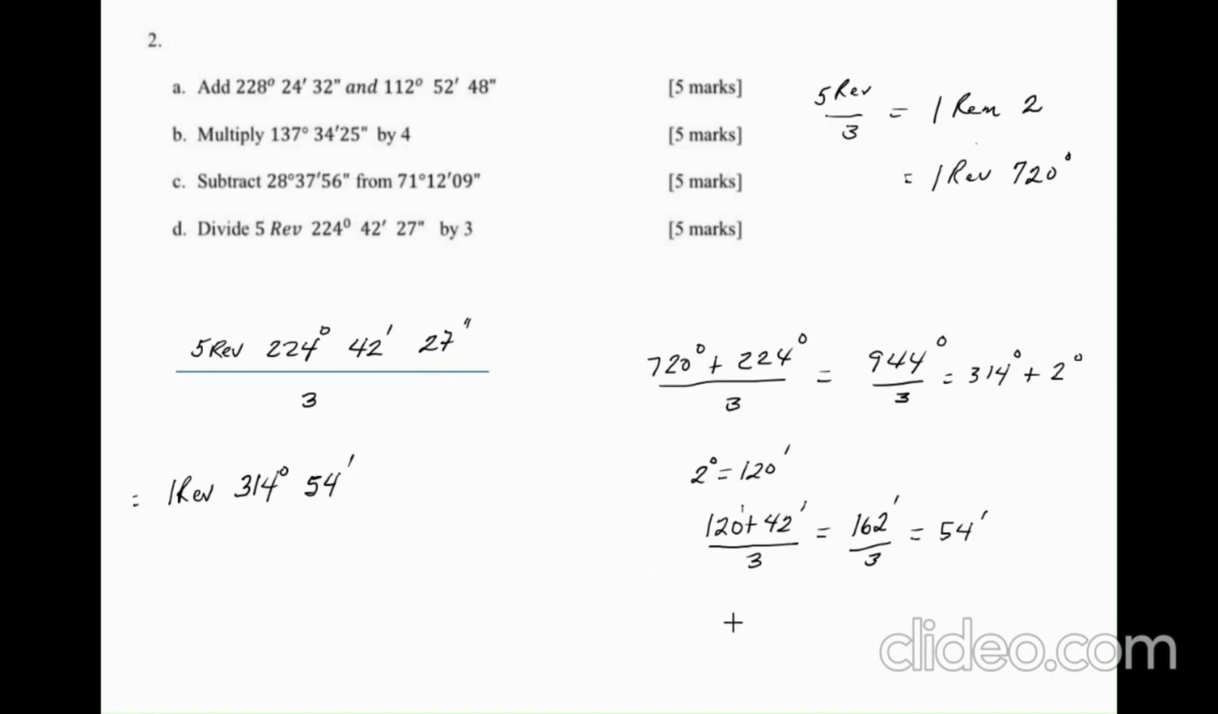And now I have this at 27 seconds divided by 3, which is just 9 seconds. So this is now 9 seconds. And that's it. So you might want to rewind this and take it piece by piece, but that's it. That's number 2 for you.